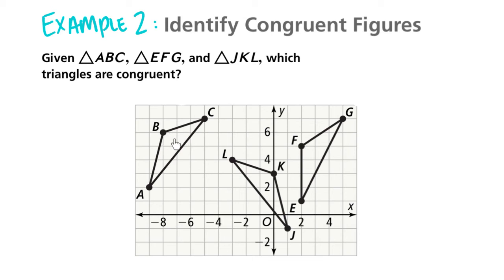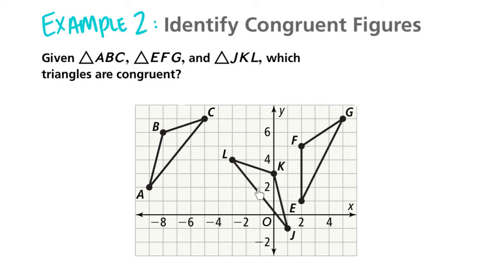I can't map triangle ABC to triangle EFG without changing the shape of triangle ABC. I would have to change its shape to get B to land on top of F and A to land on top of E, because I notice if I move A over by 10 units, it's going to end up right here, not on top of E. So ABC and EFG are not congruent.